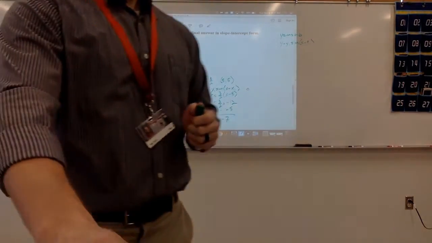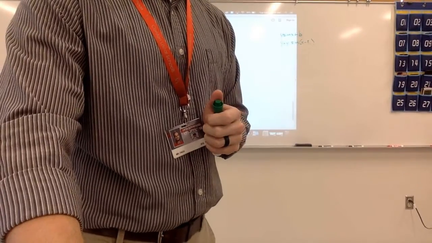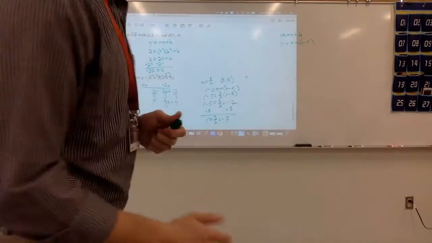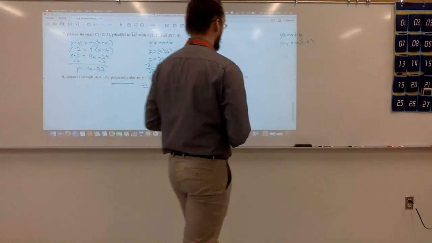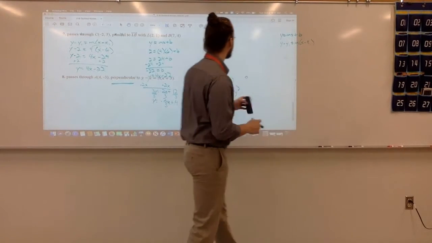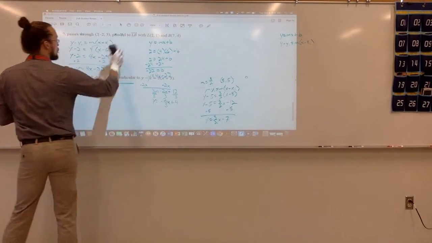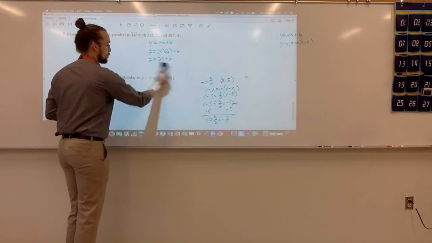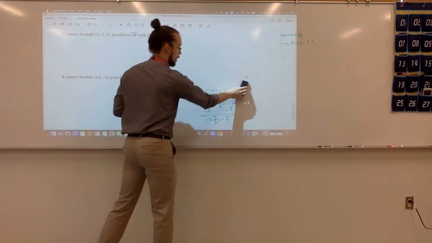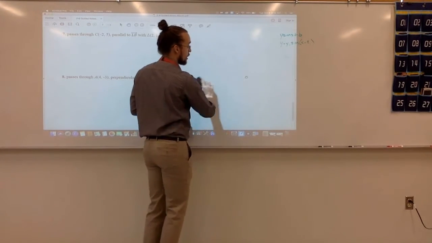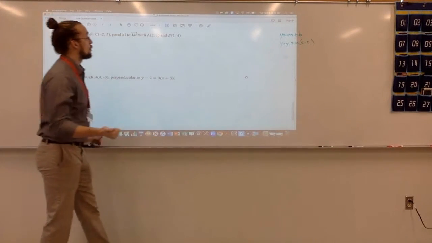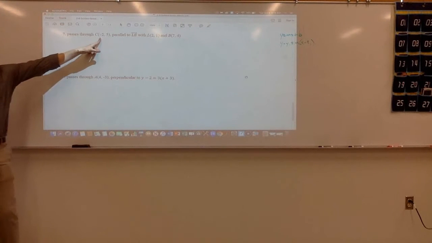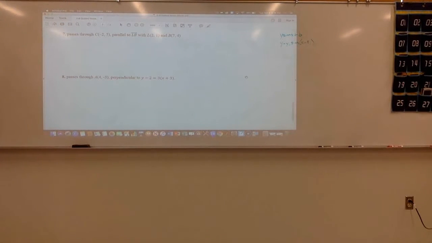So the last two examples here, we're doing something similar. For number 7, we want to write the equation of a line that passes through C and is parallel to some line LB that goes through these 2 points. So how would I do this one? Again, we need the slope and a point. We have our point. How do I find the slope of my new line? Marissa?